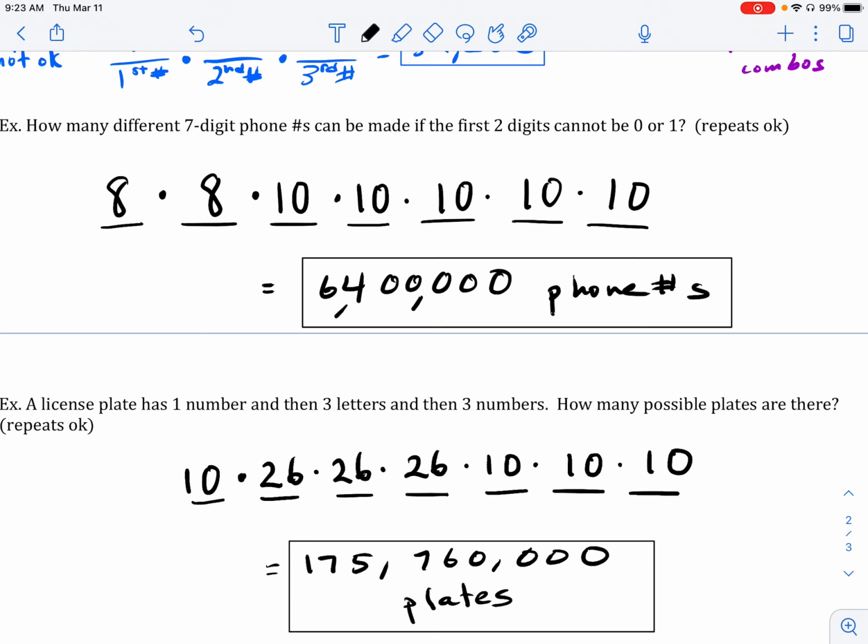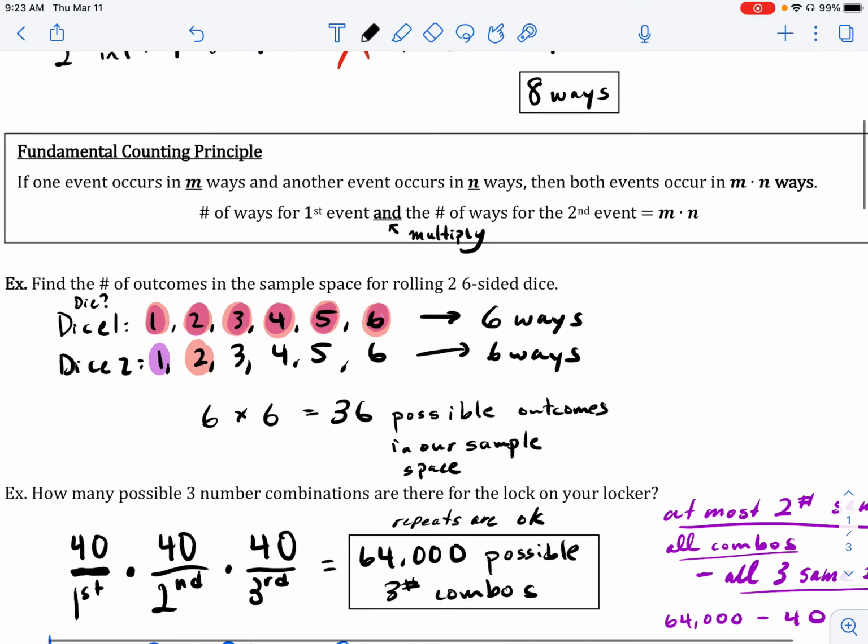Okay? So that's the fundamental counting principle. Again, when we want to quickly and efficiently find all the different ways that one event and another event can occur, we would simply calculate the number of ways, m and n, and then multiply them together.